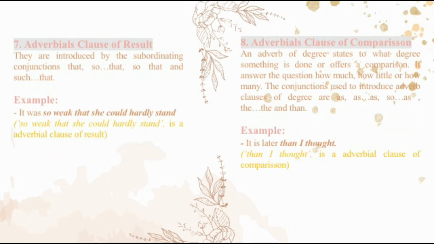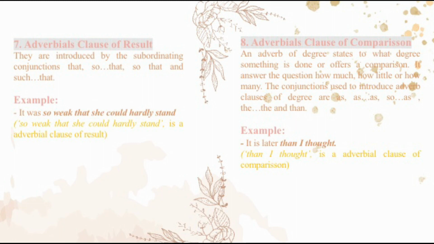And then number 7 is adverbial clause of result. They are introduced by the subordinating conjunctions so that and such that. For example, it was so weak that she could hardly stand. "So weak that she could hardly stand" is the adverbial clause of result.